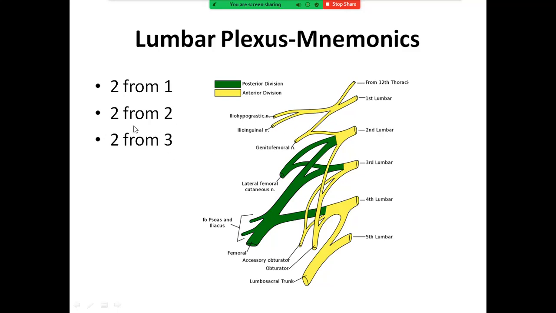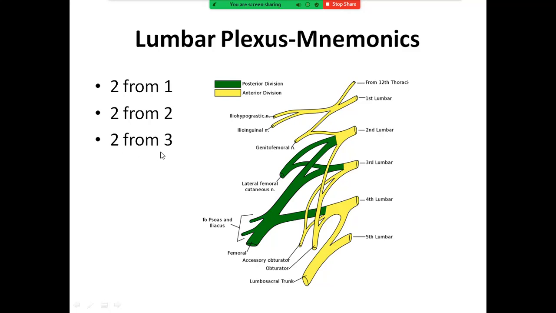The next is 2 from 2. Two nerves arising from 2. That is, the genitofemoral nerve arises from L1 and L2 together. Similarly, the branches L2 and L3 form lateral femoral cutaneous nerve of thigh. So two nerves, the genitofemoral nerve and lateral femoral cutaneous nerve, come from two nerves.